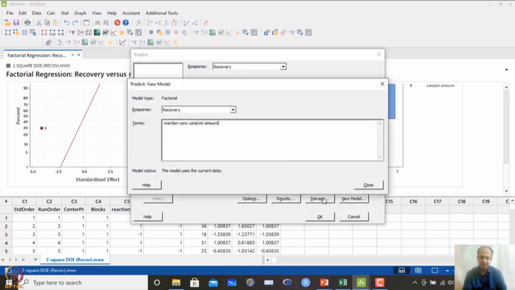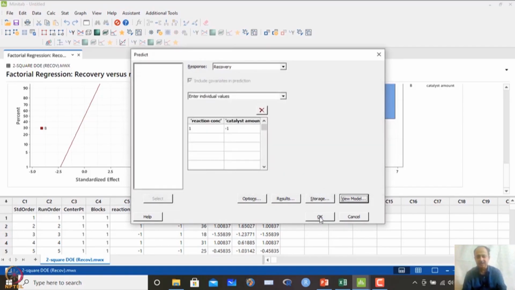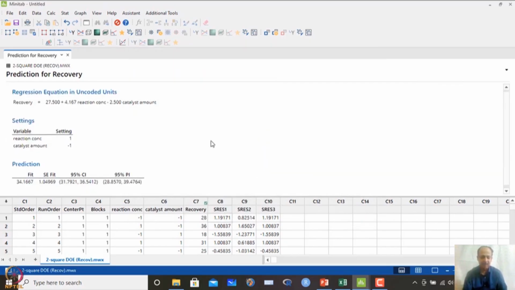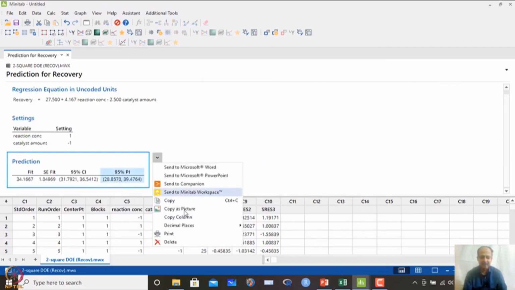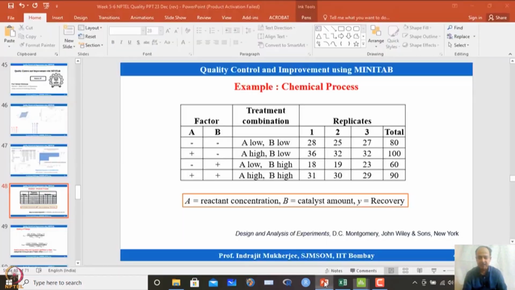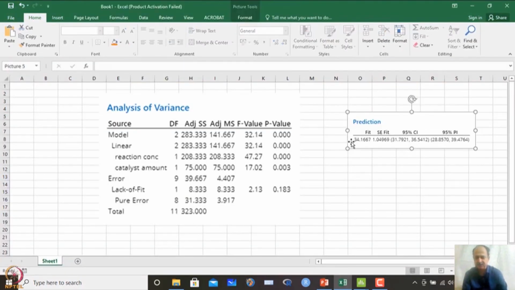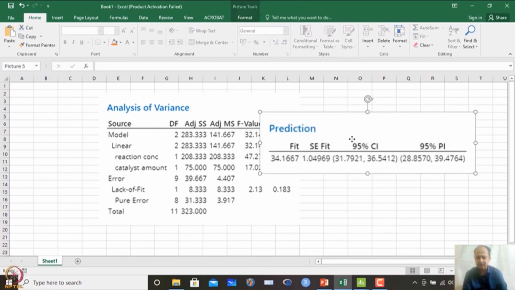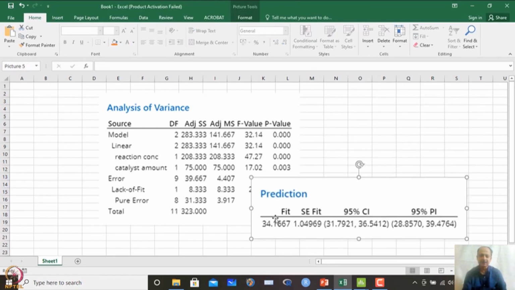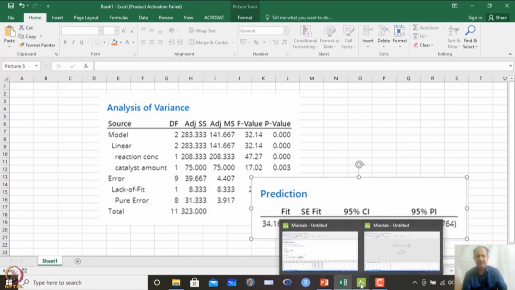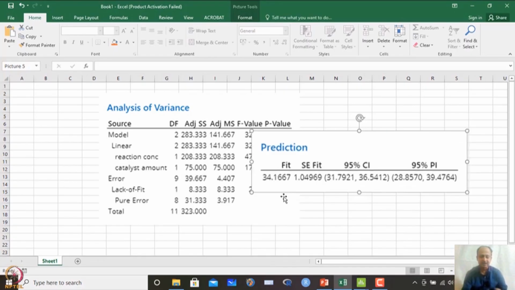There are no interaction terms in this model that we have considered, and with this I want to see the prediction over here. MINITAB will give you the prediction value. If you paste this one and enhance it, you will see that the fit is 34.16. This is the prediction that if you run this combination, on an average you will get a fit value, a CTQ value of about 34.